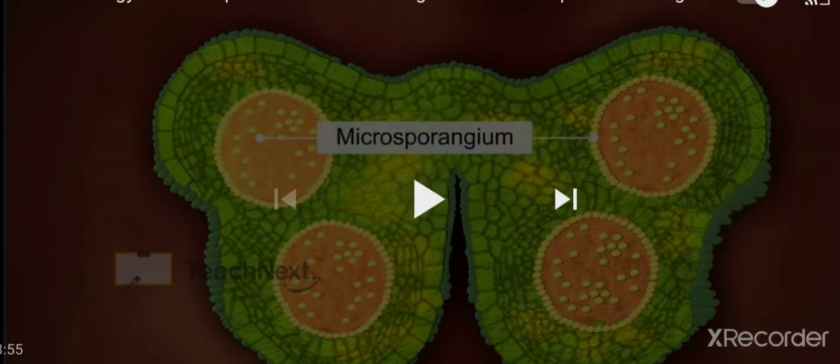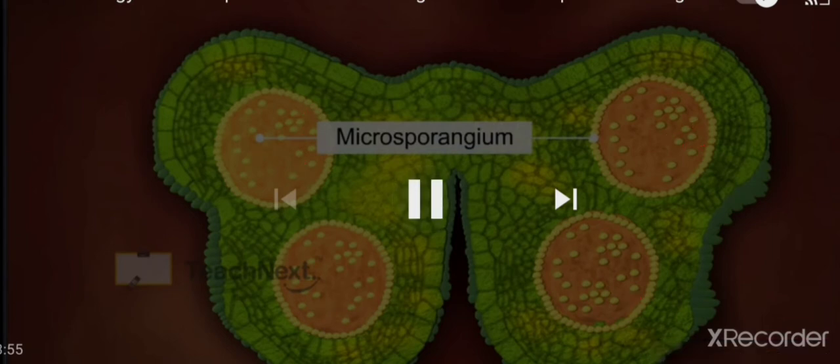See here you can see a young anther structure, the section of a young anther you can see here. In the young anther you can see microsporangium, isn't it? This is theca. And in the section you can see 4 thecas, isn't it? 4 cavities you can see, and the thecas we call microsporangium. The thecas which are seen in the anthers we call microsporangium. 1 theca we used to call a microsporangium. The 4 thecas together we can call microsporangia, isn't it?